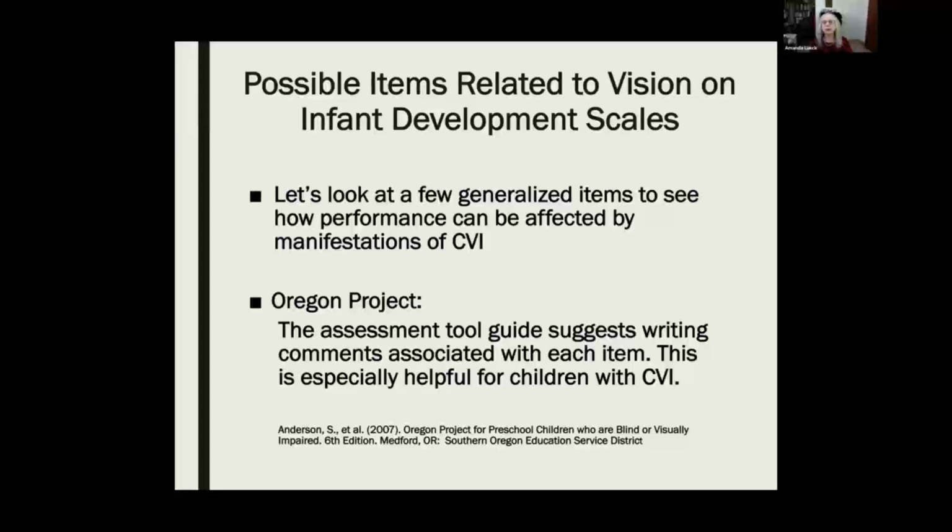We can look at a few generalized items from these scales to see how performance of children with CVI can be affected by the way their CVI manifests. For example, on the Oregon Project, and I find this a very helpful tool, they suggest writing comments associated with each item. This is especially helpful for children with CVI because we don't want to just know achieved or not achieved. We want to see how the children process each item.